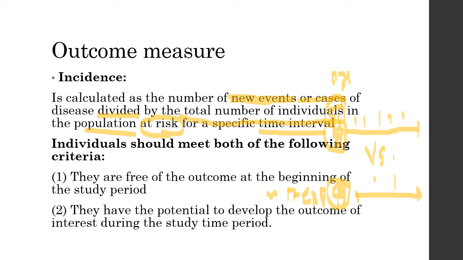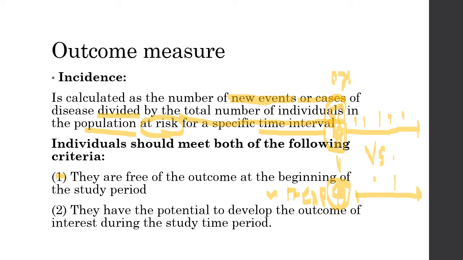But here there are two criteria to consider an incident case as an incident case. First, they should be free of that outcome at the beginning of the study period. As we said, at the beginning of the study period, none of them still have the disease or outcome, whether they are exposed or unexposed. The development of the disease will happen only during this study period. But at the beginning, no one has it, because if they have it from the beginning, they are called a prevalent case. They are already living with it.